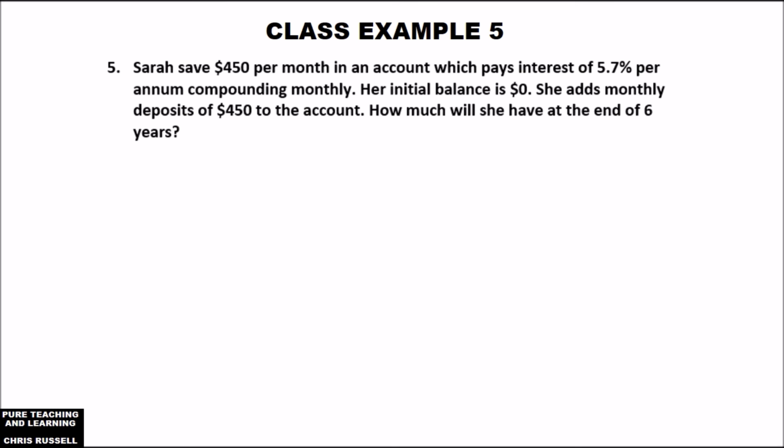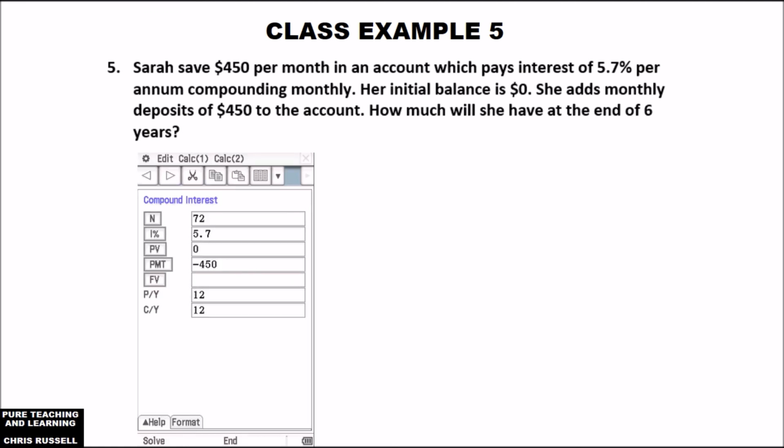In this example, Sarah saves $450 per month in an account which pays interest of 5.7% per annum compounding monthly. Her initial balance is $0. She adds monthly deposits of $450 to the account. How much will she have at the end of 6 years? In this case, N is 72. Why is that? Because we're looking for 6 years of payments. Therefore, we have monthly payments. So therefore, it's 6 multiplied by 12, which gives us 72.